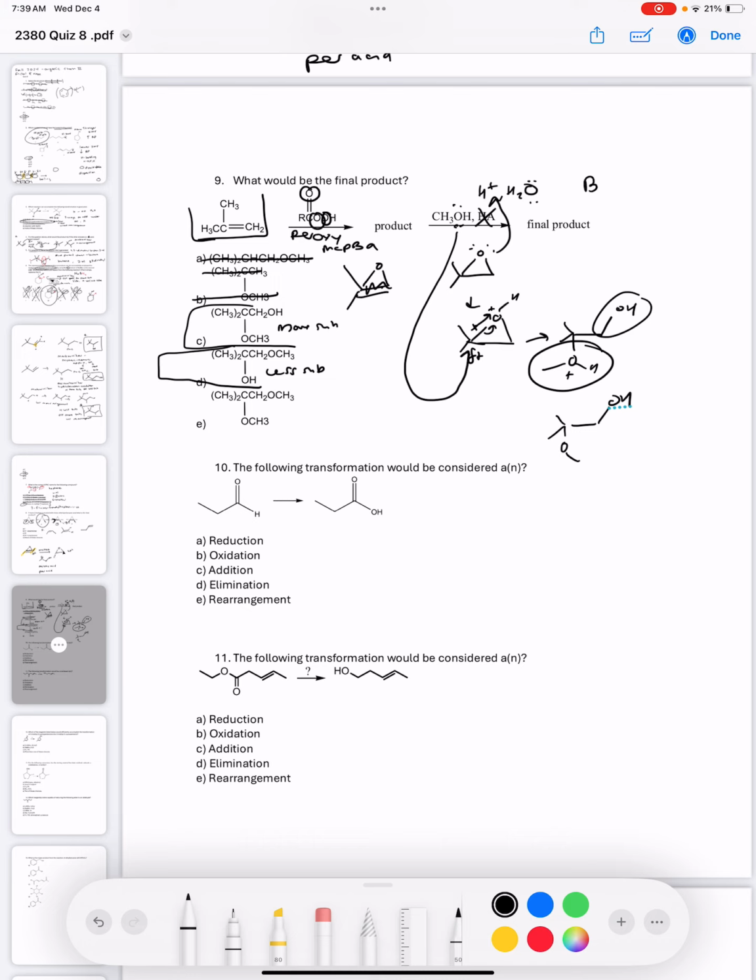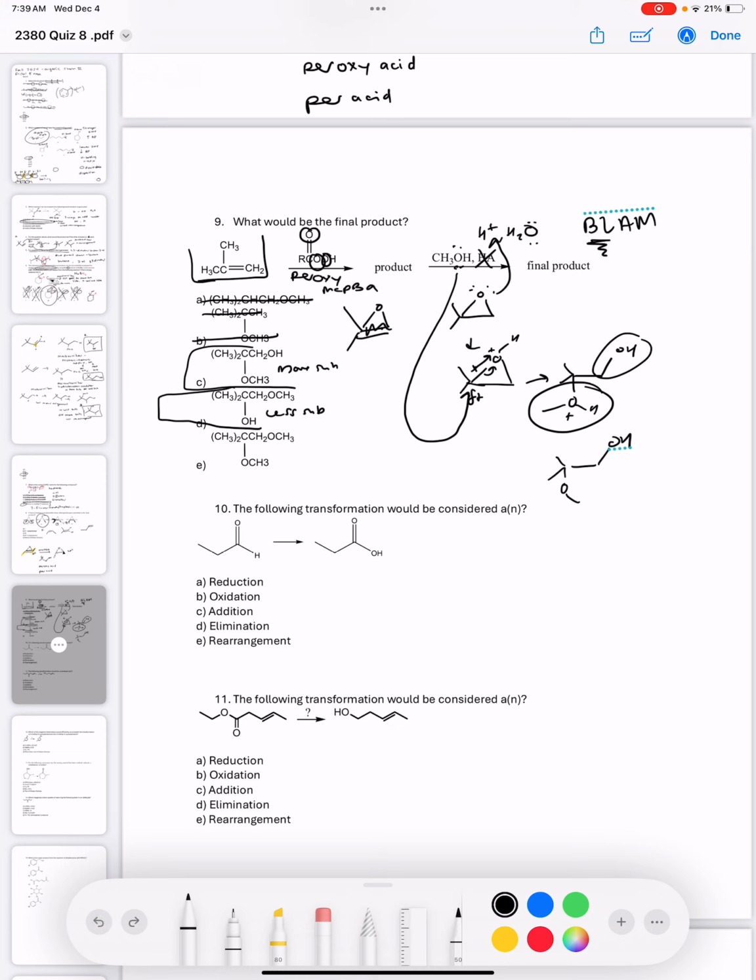And remember, BLAM is how I remember that. Base catalyzed goes to the least substituted side. Acid catalyzed goes to the more substituted side, and this is catalyzed with acid, so that means that it's going to go to the more substituted side. So this is the one I'm thinking right now, but I'm going to go ahead and know that D is also an option. And then E just adds two ethers, so that's not possible because one of them has to be alcohol. So, yep, answer choice C, I'm convinced, is the right one.